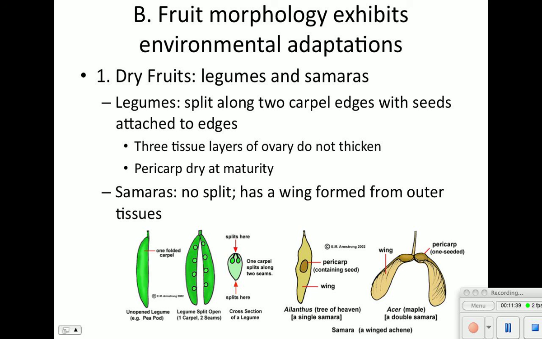Okay, even fruit structure shows how it's adapted for its environment. So we have dry fruits like legumes and samaras. The samaras, if you don't know what they are, they come from maple trees. They're the helicopters you might have played with when you were younger. So legumes, they will split along the carpel edges, and then the seeds are attached to these edges. And so, when you eat green beans here or sweet peas, it's very, very thin. It's not a very thick wall, and they can dry at maturity. Samaras, there's no split, but now we have these wing-like structures that help them spread through wind dispersal.